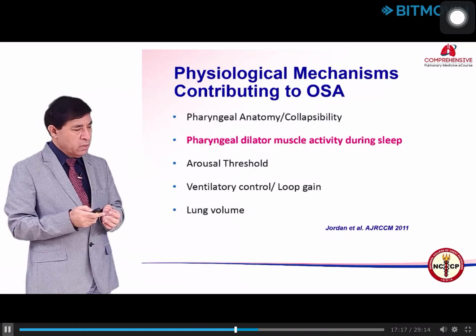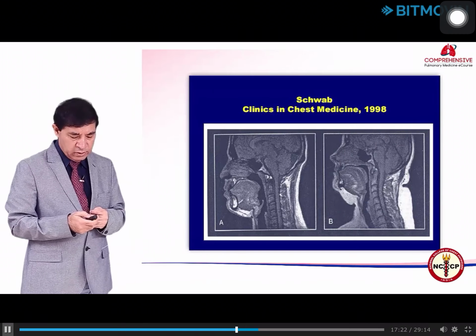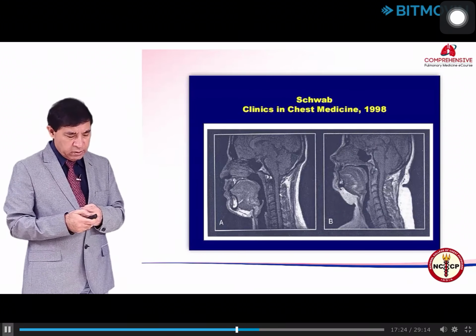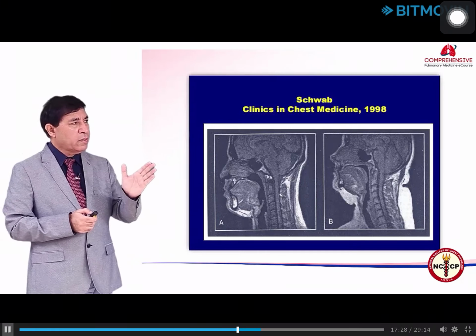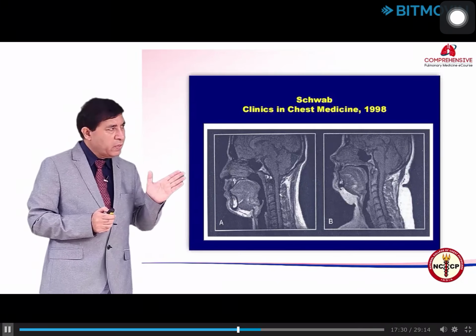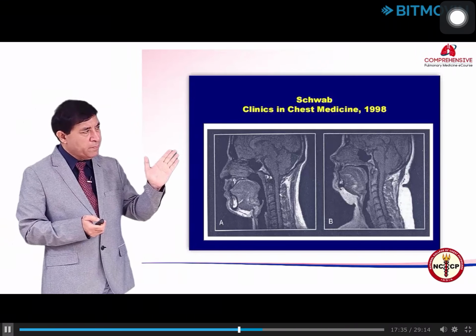And this can be seen here, as you can see in this X-ray picture very clearly. On the left side you have a normal person, and on the right side you have a person with sleep disordered breathing, and you can see the lumen behind the nasopharynx and behind the tongue.